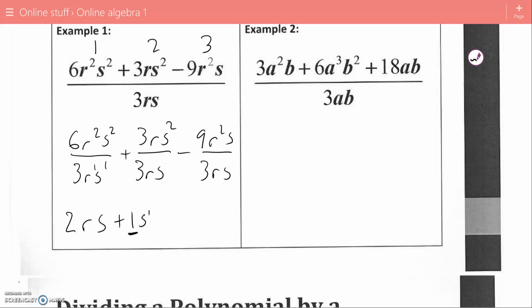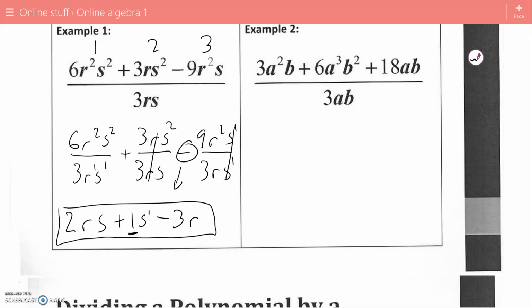My next one, I have 9 divided by 3. That gives me 3. R squared divided by R gives 1R. 1S and 1S mean that those cancel out, like over here. And then I bring this sign down here, so I have minus. And that is my final answer.